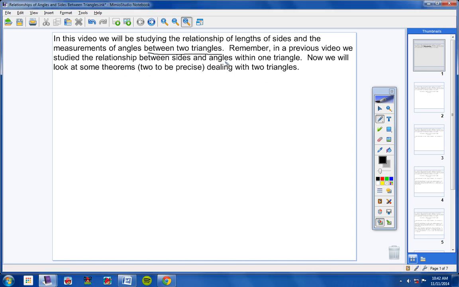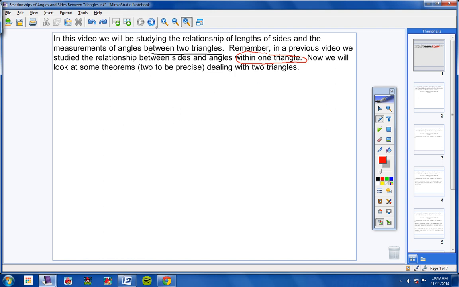Okay? Now remember, in a previous video, we studied the relationship between sides and angles within one triangle. Remember, we said that the biggest angles are across from the biggest side, and the biggest sides are across from the biggest angle, etc. Now we're going to look at some theorems, to be precise, dealing with two triangles. Okay, so it'll be a little different.